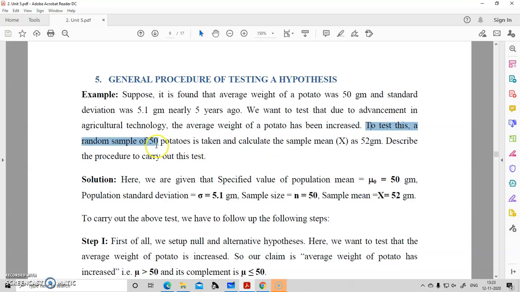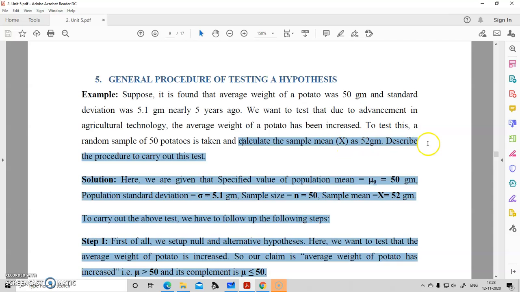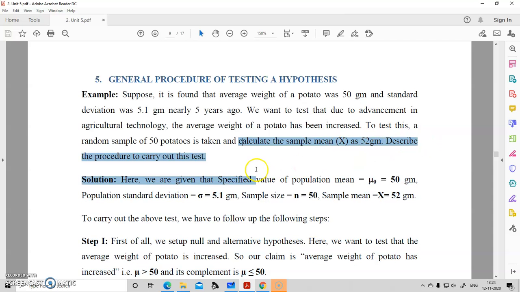To test this, a random sample of 50 potatoes is taken. The sample mean x̄ is 52 grams. Describe the procedure to carry out this test. That is what is asked. So whatever data is given, we will write it down.